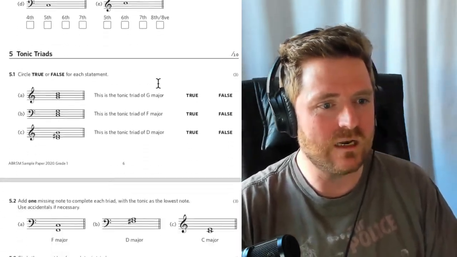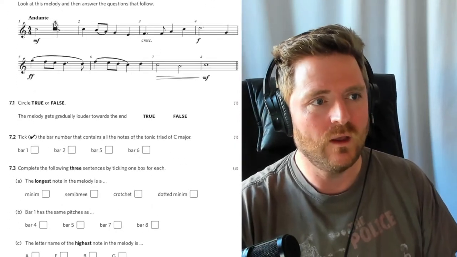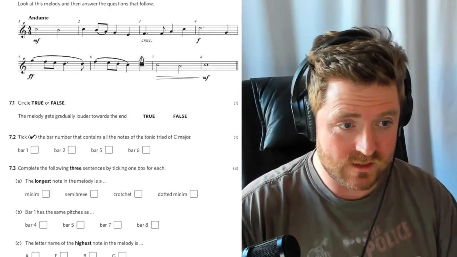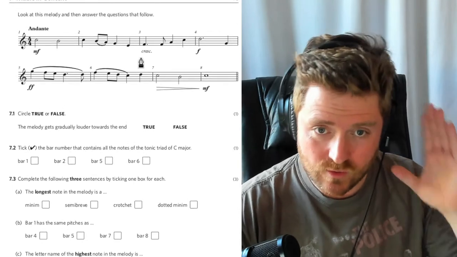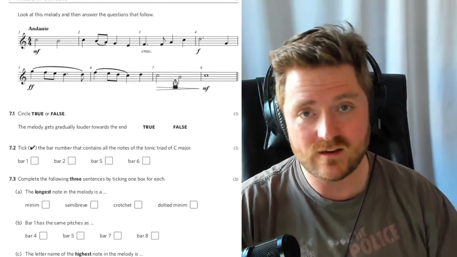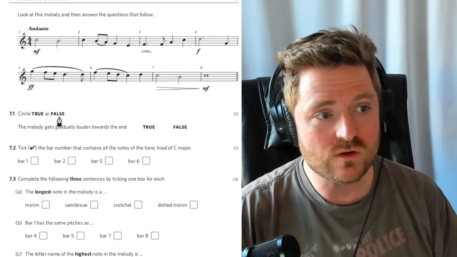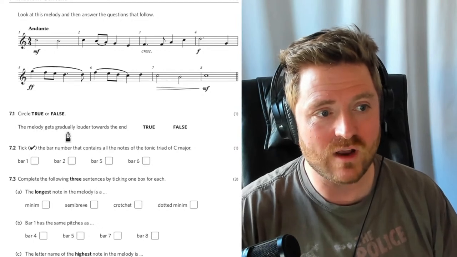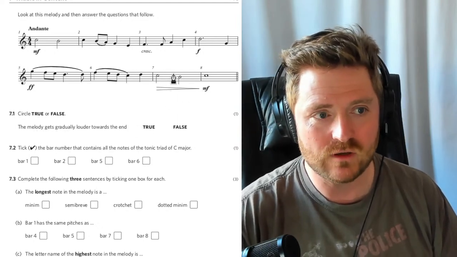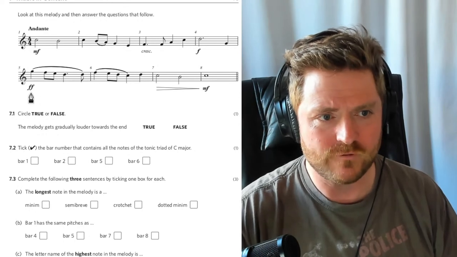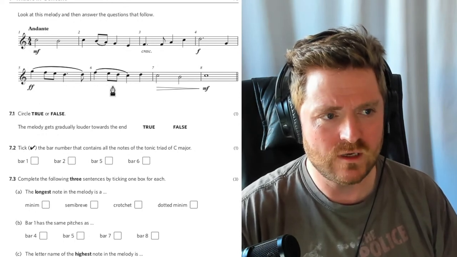But let's just have a look at this last page here and look at the melody and answer the questions that follow. This is the last section of the exam. So they ask you questions on all these different categories, and then at the end, they give you this. So circle true or false: the melody gets gradually louder towards the end. Let's have a look here. So here's the end. Here we've got fortissimo marked, very, very loud, and it stays loud.